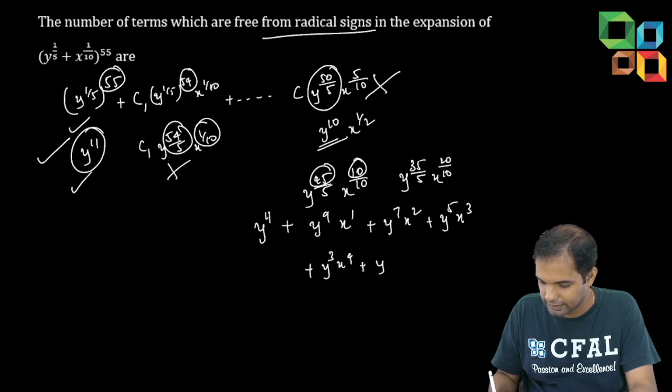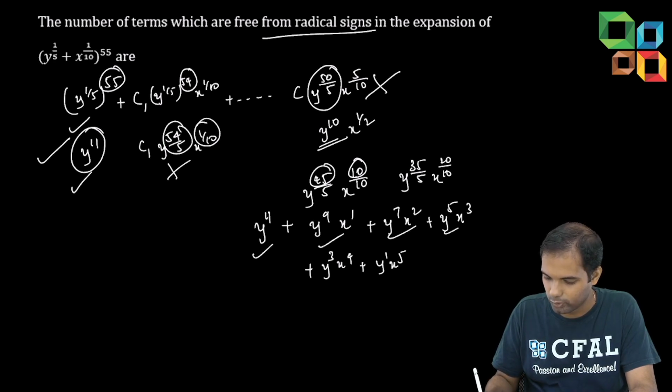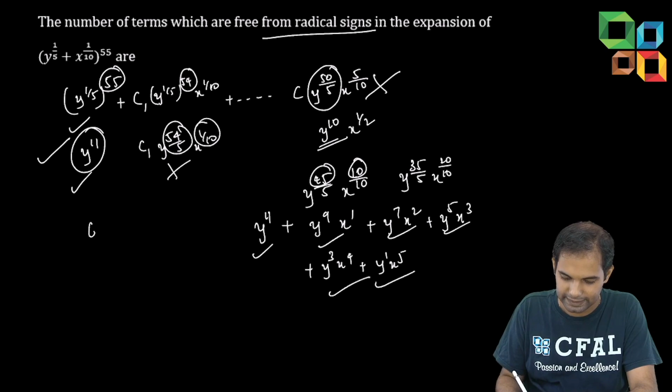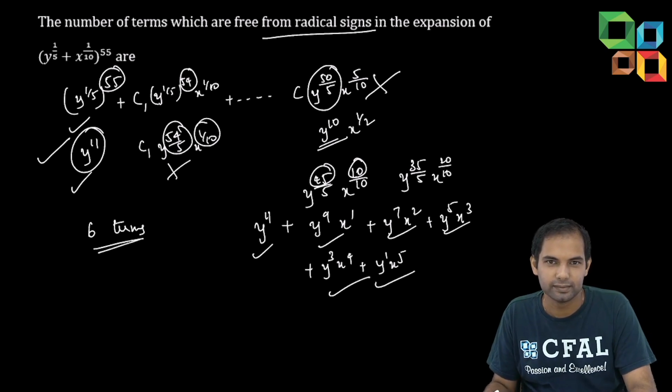What about next? It's y power 1 into x power 5. I can't increase it because I'll go to negative values. So these are the terms 1, 2, 3, 4, 5, 6. The 6 terms which are free of the radical.